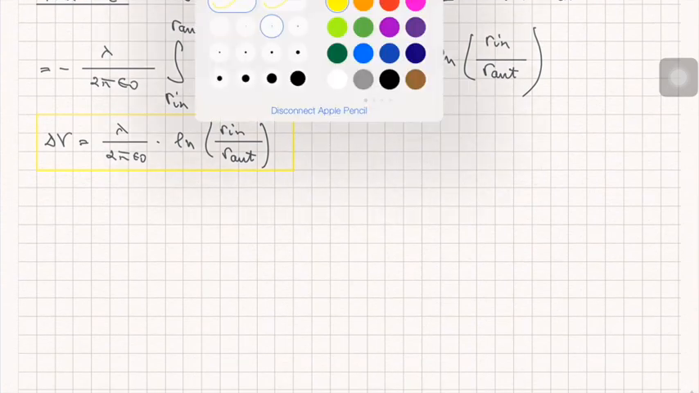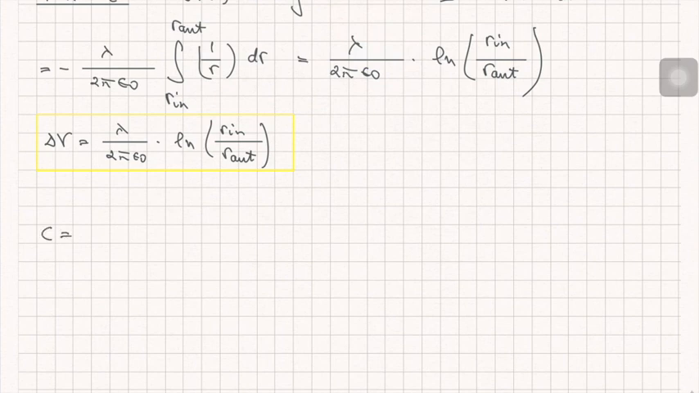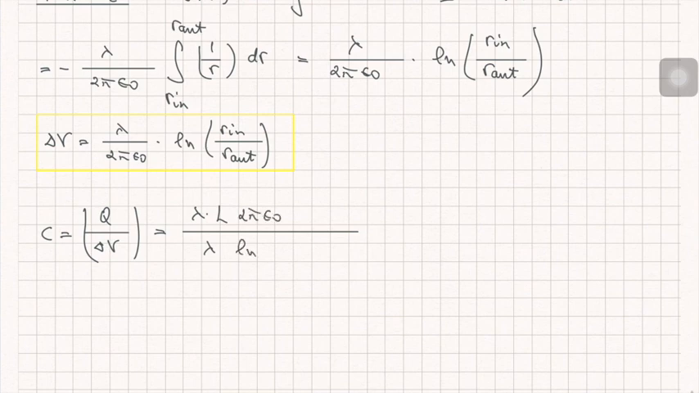So now we just calculate the ratio to evaluate the capacitance. Namely, capacitance is Q divided by delta V, which equals the charge, lambda, the linear charge density, times L, divided by delta V. And delta V is what? Delta V would be lambda, the other constants are 2 pi epsilon naught, and then you have here the natural log of R_in divided by R_out.